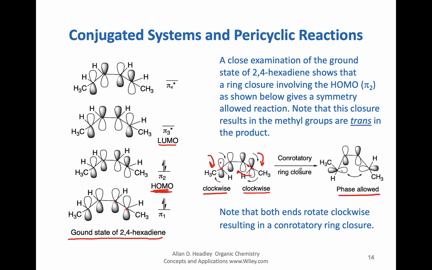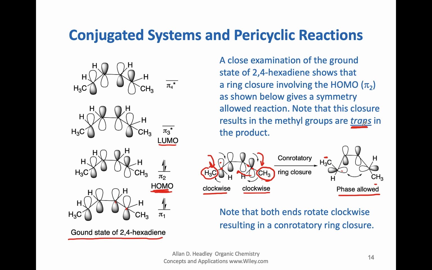We call that type of rotation a conrotatory ring closure, because both are moving in the same direction. What I want you to concentrate on next is these groups here. So here's the methyl group and here's the methyl group. By making that rotation, this methyl group comes on top and this methyl group comes on the bottom, which makes that relationship a trans. So let me just summarize, because it's a little involved concept here.